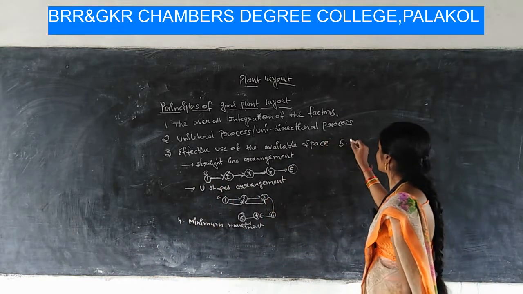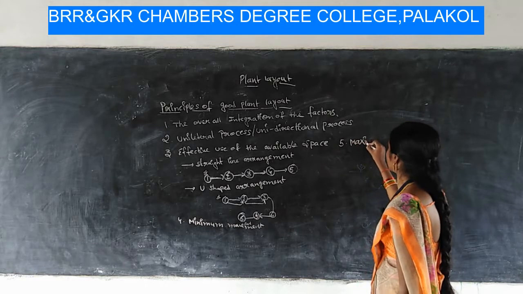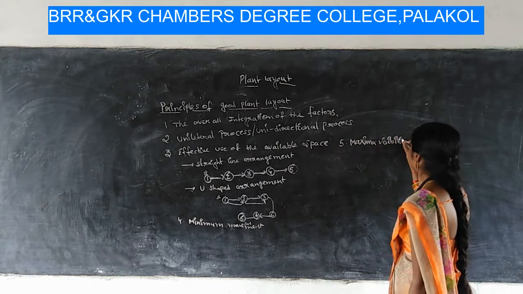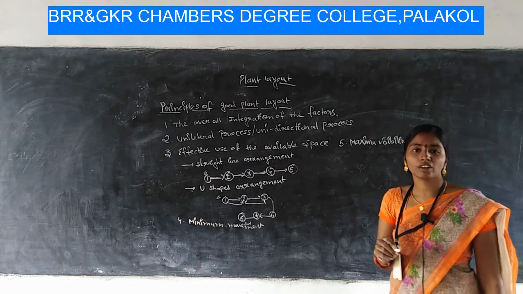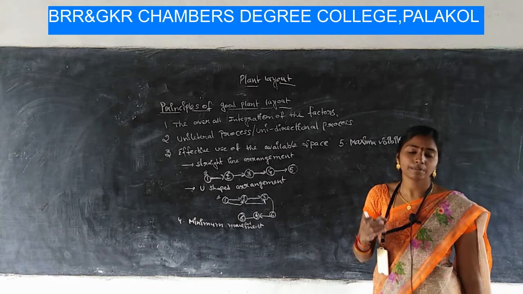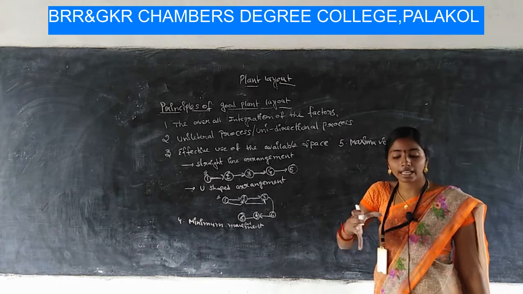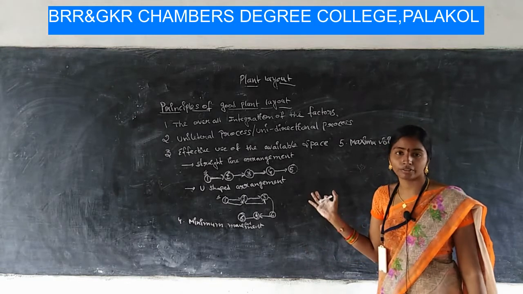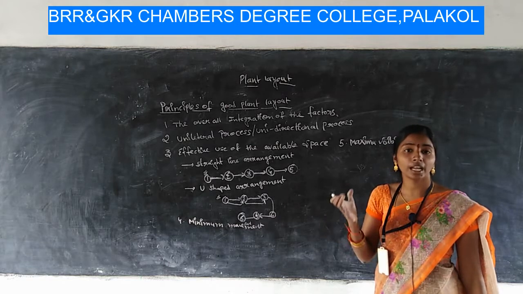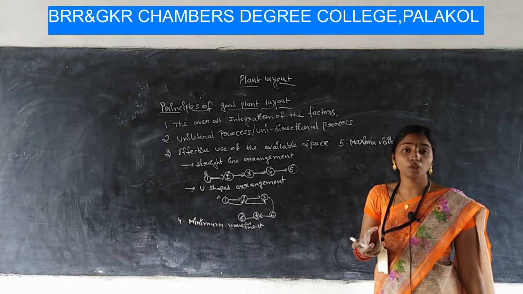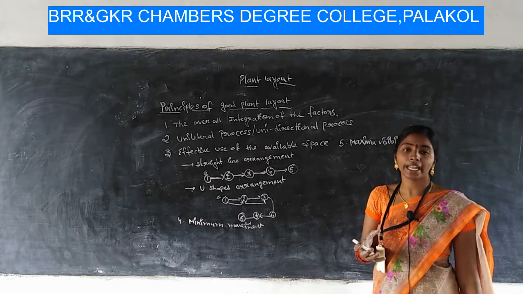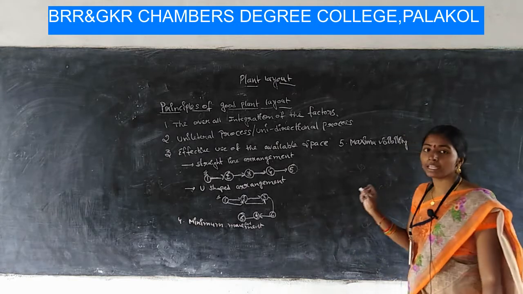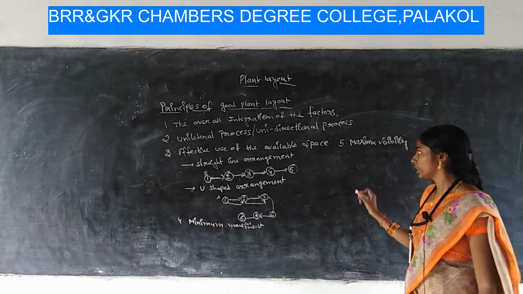Fifth one is maximum visibility. As plant layout comprises human resource, different types of equipment, storage rooms, all these are designed in a proper way, right? So all the machines and equipment and human force, or man, machine and material, are to be visible, are to be observable. We have to design plant layout by using these techniques. The visibility of the man, material, machinery is very important.